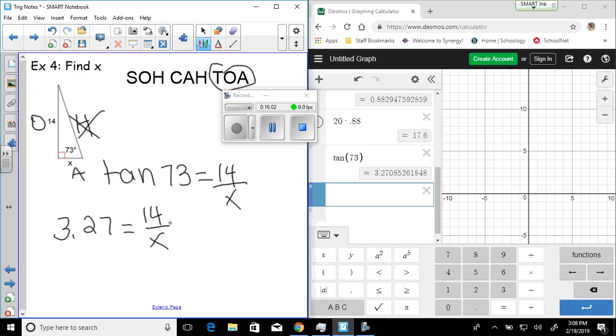Now usually what we've been doing is multiplying both sides by the denominator, which has been a number, but in this case the denominator is x. We're still going to multiply both sides by the denominator. That's how we're going to clear the fraction. But this time we're left with 3.27x is equal to 14. And now we still have to solve for x. So now that we have a one-step equation, we're going to divide by 3.27 on both sides.